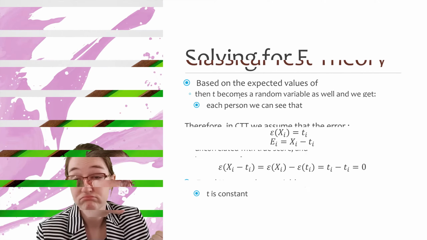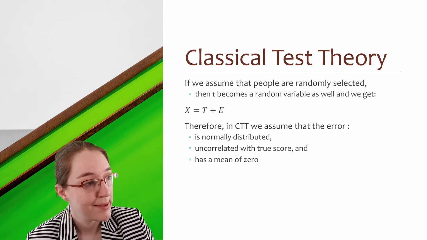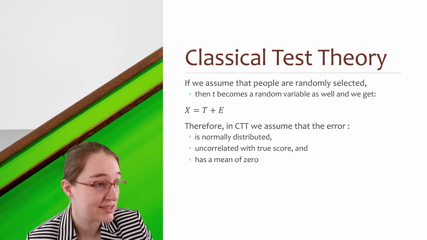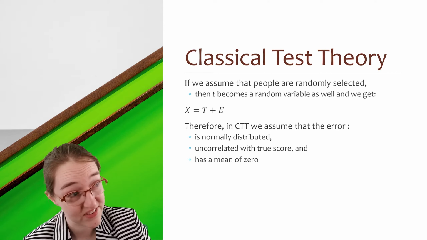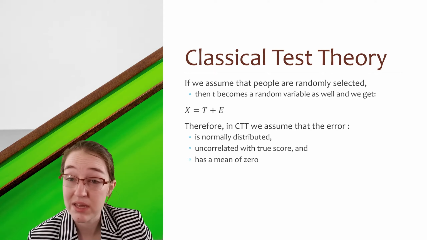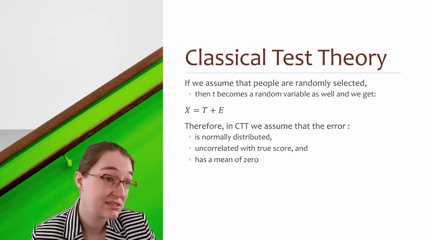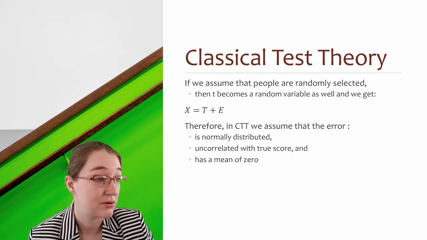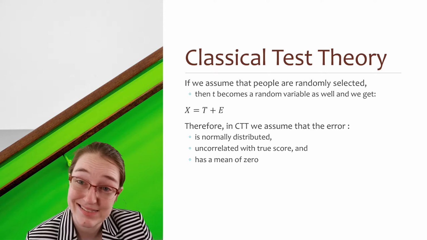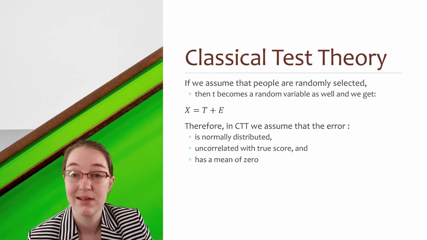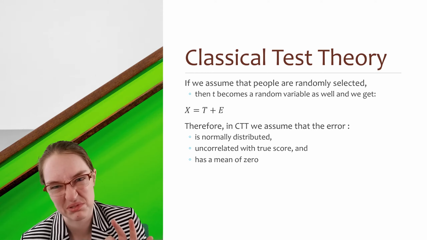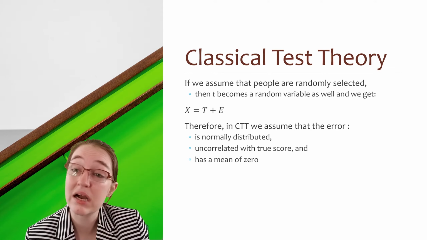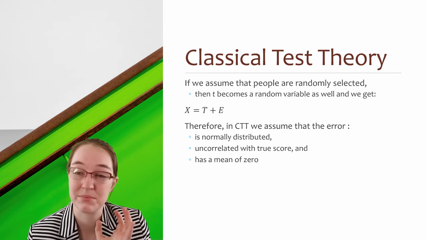That's your true score. If we assume that people are randomly selected, then T becomes a random variable as well, and then we get that X equals T plus E. Therefore, in classical test theory, we can assume that error is normally distributed, which is a really nice property, is uncorrelated with true score, and has a mean of 0.